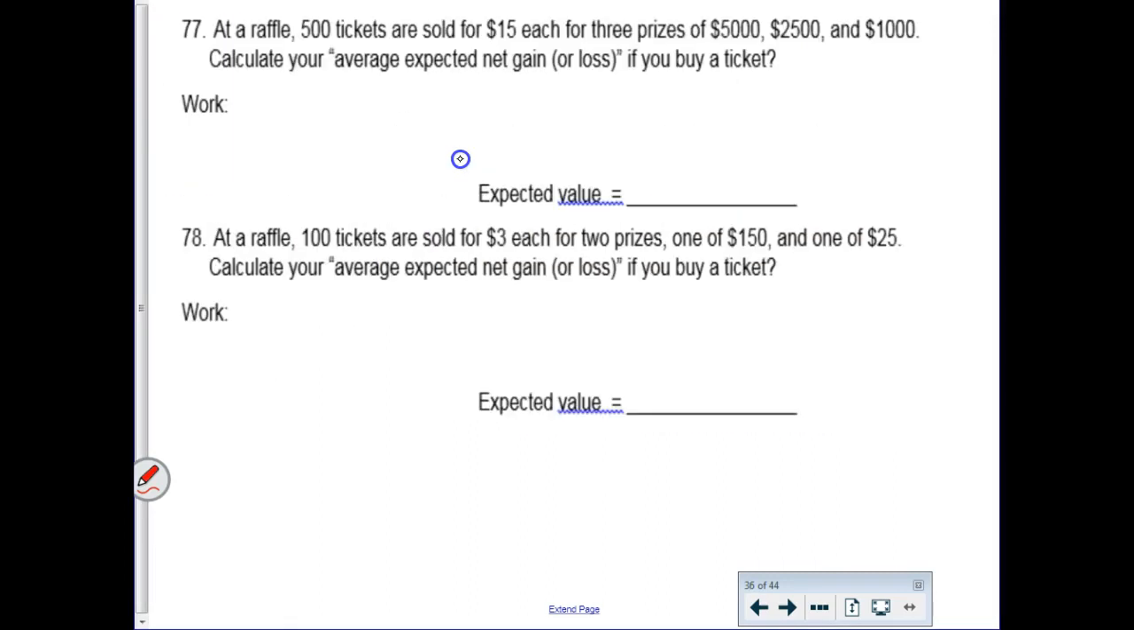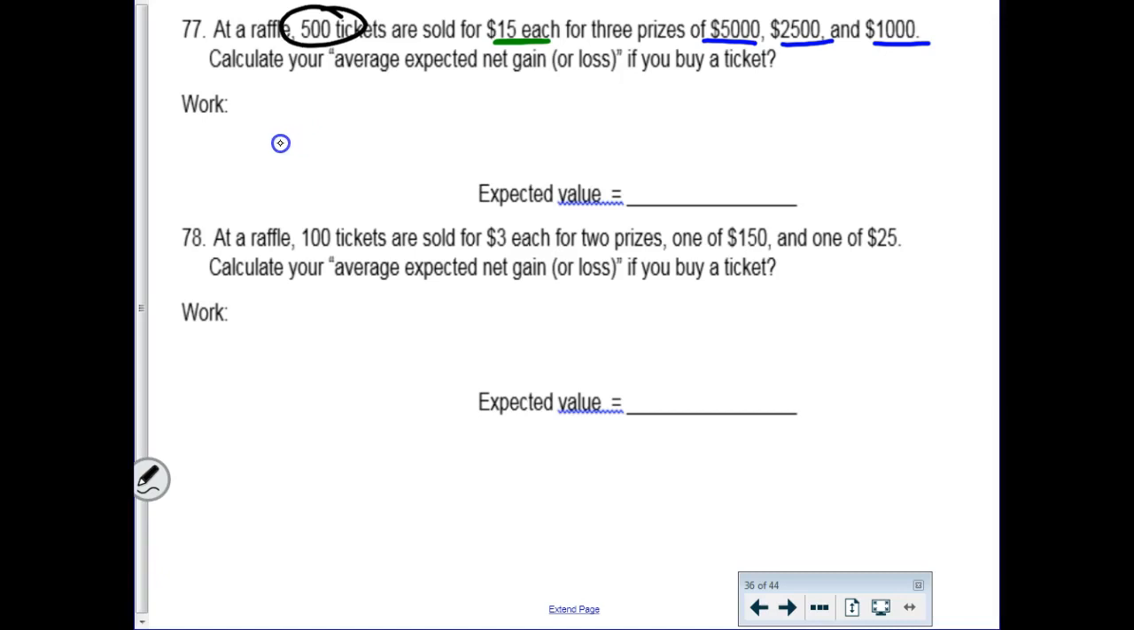There's a few more questions. The very first one on the back page of your test is going to be this raffle ticket question. Can we talk about this real quick? It's been a while since some of you looked at the raffle ticket question. So we have 500 tickets, and they are sold for $15 each, and then there are these three prizes. You're going to calculate the expected value of the ticket.